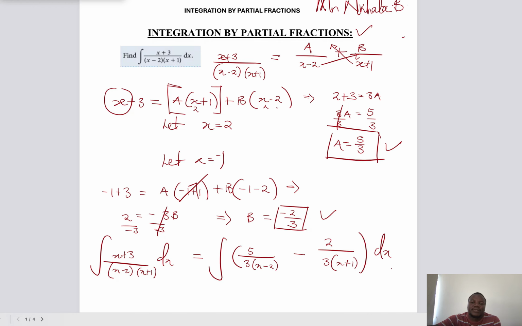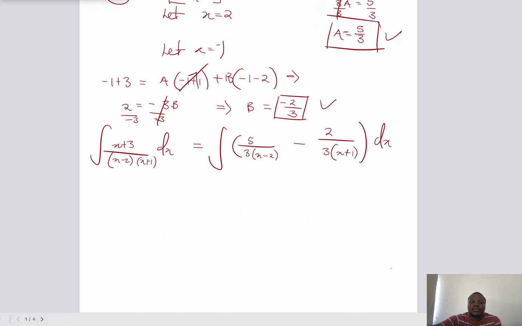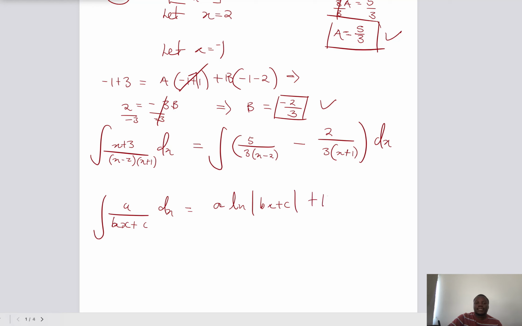Okay, so now here we are going to just see how we can work with this, and I'm going to give you a rule that works. There is a rule that goes, if you've got a over some constant bx plus c for some reason, and you're doing integral of that, this is the same as a ln modulus of bx plus c, and then plus some constant k.